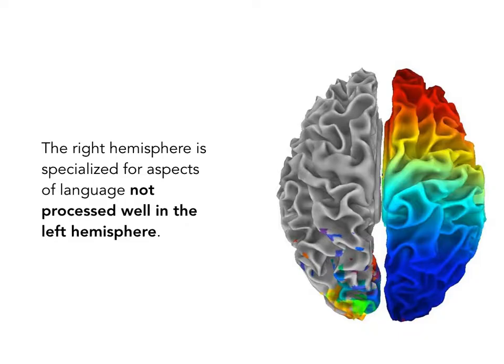To say that the right hemisphere has no role in language is oversimplifying things. Yes, it's the left hemisphere that controls the production of language, but the right hemisphere is actually specialized for aspects of language not processed well in the left hemisphere, and that tends to be related to its more global role in holistic processing.